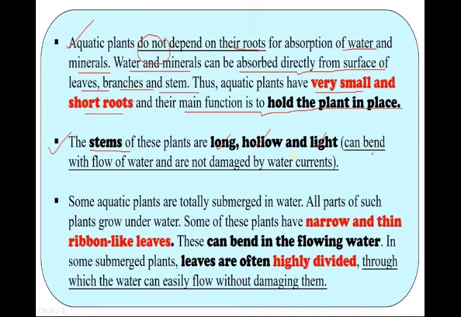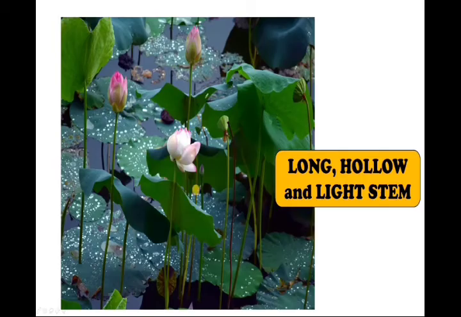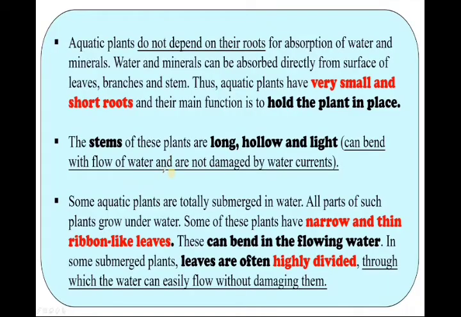Okay. And some aquatic plants, you can see, can easily bend. Easily bend means it is very thin, very tender, right? It can bend with the flow of water. If water is flowing very roughly it will bend, but it is never damaged by the water flow. Okay, it is never damaged. It can hold, even though the stem is bent. Look at here, a long, hollow and light stem is there.